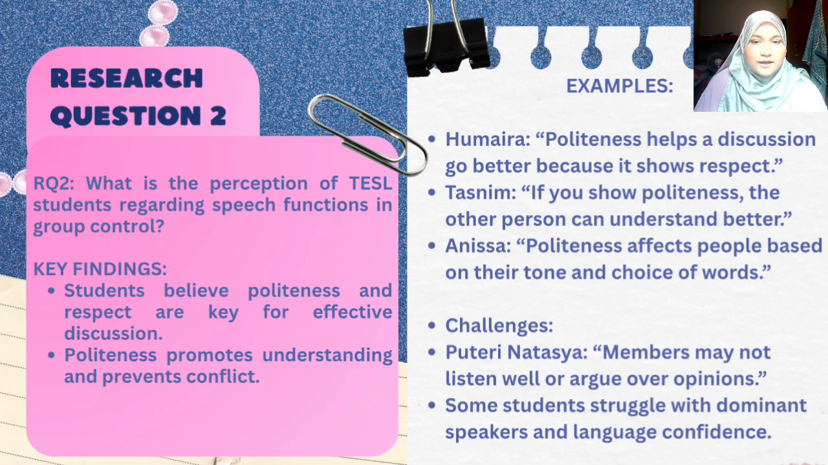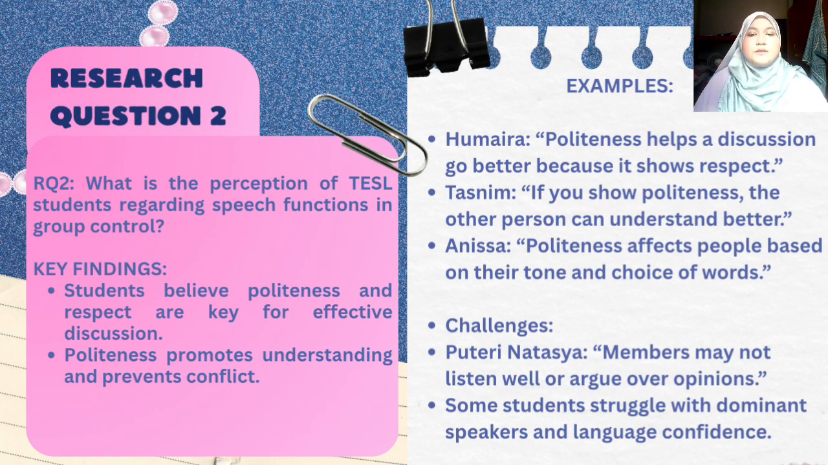For the second research question, students generally believe that politeness and respect are essential for effective discussion. Participant Humara stated that politeness helps discussion go better because it shows respect. Similarly, participant Taskim also agreed, saying that if you show politeness when speaking, then the other person can understand better. Participant Anissa added that tone and word choice can influence the discussion atmosphere. She said if they talk harshly, it sounds like they want to pick a fight.